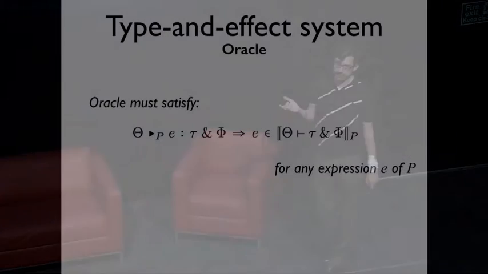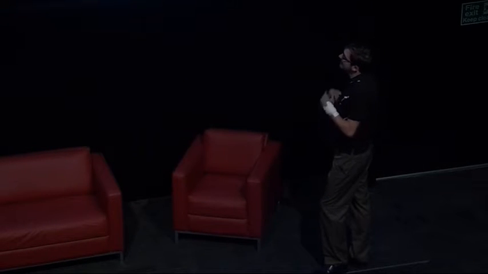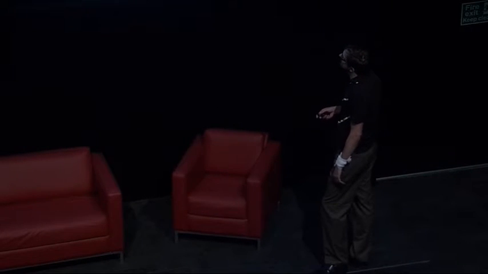So that shouldn't be too surprising. Then we can write down what's required of the oracle. Obviously, if the oracle tells you there's a judgment that E has type tau and effect phi, then that expression E has to be within the meaning of that type and effect.